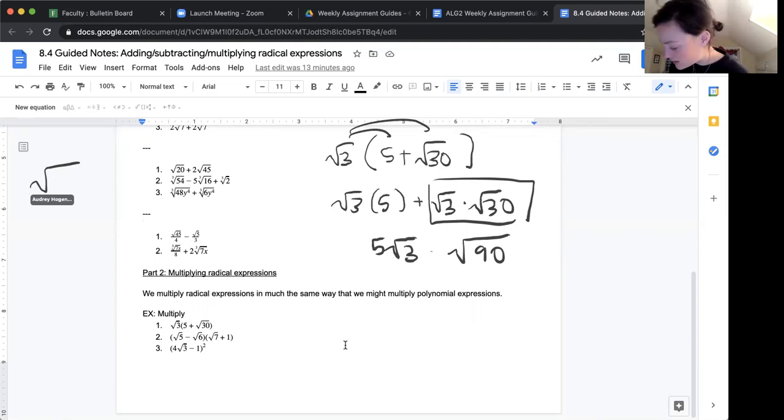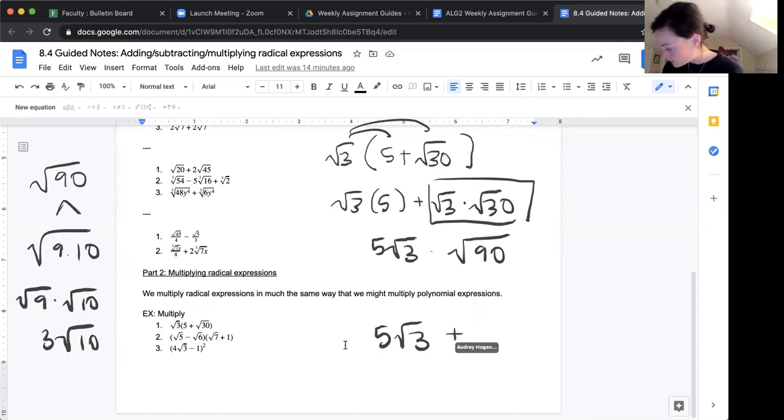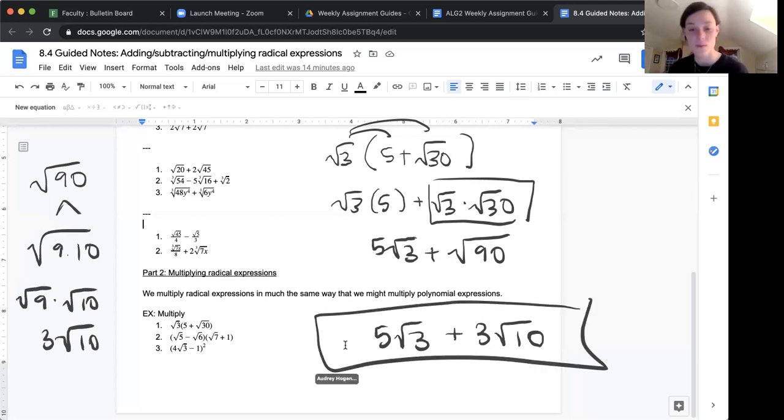So square root of 90 is equal to the largest perfect square that divides evenly into it. So that's going to be square root of 9 times 10. So square root of 9 times square root of 10. So that's going to be 3 square root of 10. So I'm going to have 5 square root of 3 plus 3 square root of 10. And then there is nothing I can actually do with that because they are not like radicals. So my final answer would be 5 root 3 plus 3 root 10.